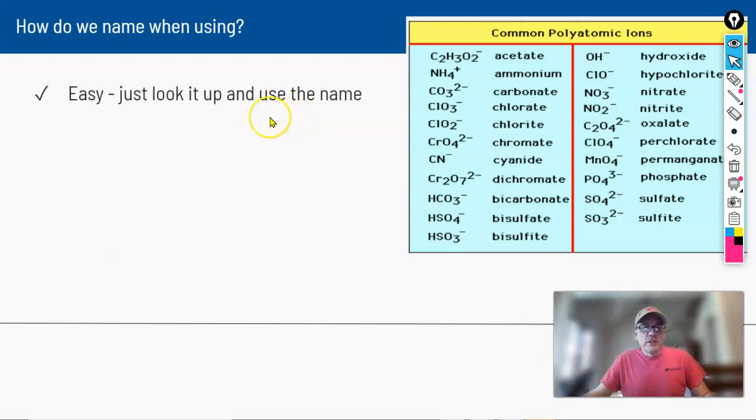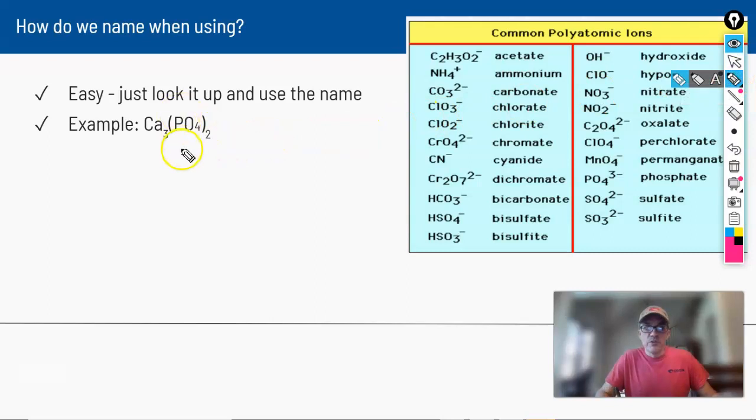So when we want to give a name, again, we just look it up and we use the name. Here's another example, Ca3(PO4)2. Now this one's a little easier to see because there's some parentheses in here. Sometimes we do use parentheses. We'll use parentheses if there's more than one of them. That would be like we've talked about before, if you had Mg, say Cl2.